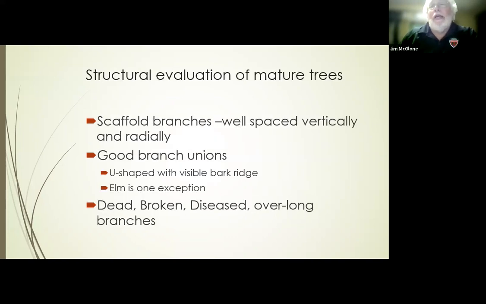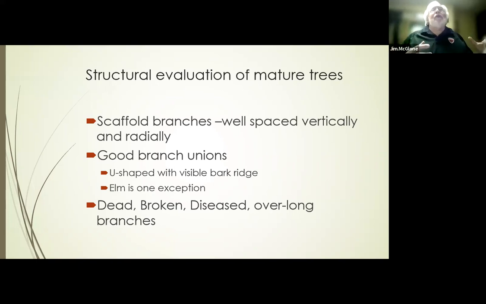But when we're looking at these mature trees, what you want to start doing is a structural evaluation. So again, you want to look at those scaffold branches and make sure they're well spaced, both vertically and radially. You want to be looking for good branch unions. Generally, this means there's going to be kind of a U shape with a visible bark ridge.